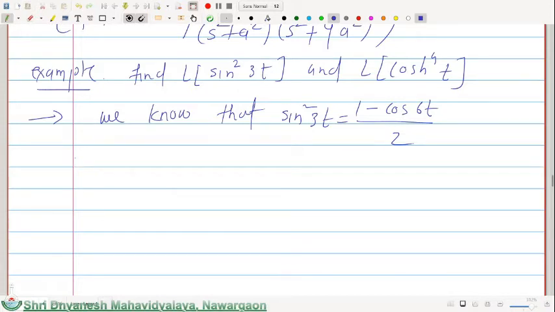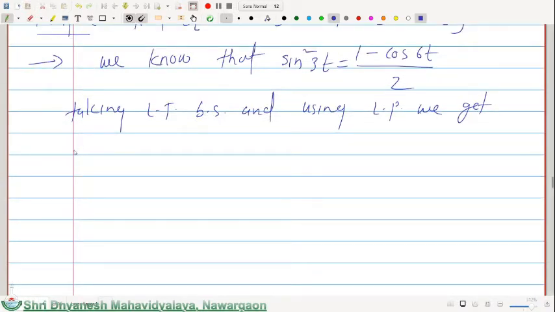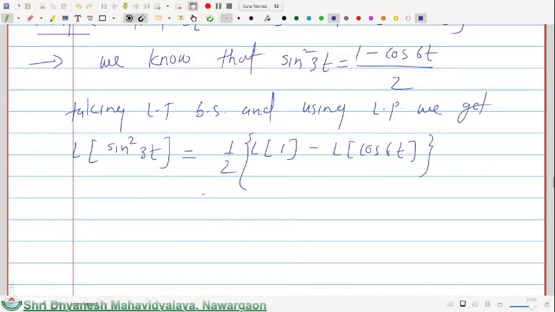Okay, so taking the Laplace transform on both sides and using the linearity property, we get the Laplace transform of sine square 3t equals 1 by 2 times the Laplace transform of 1 minus the Laplace transform of cos 6t, which equals 1 by 2 times, the Laplace transform of 1 is 1 by s, and the Laplace transform of cos 6t is s upon s square plus the square of 6, that is 36.